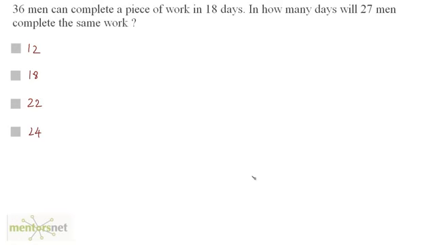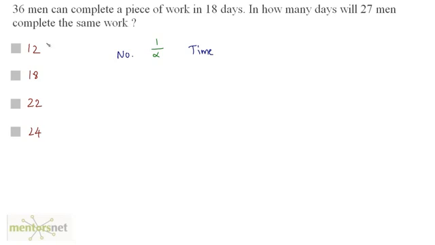36 men can complete a piece of work in 18 days. In how many days will 27 men complete the same work? Well, we have two quantities here, number of men and the time taken. And the more the number of men, the less time will be taken. So the number of men is inversely proportional to the time taken. So let me write it, number of men is inversely proportional to time.